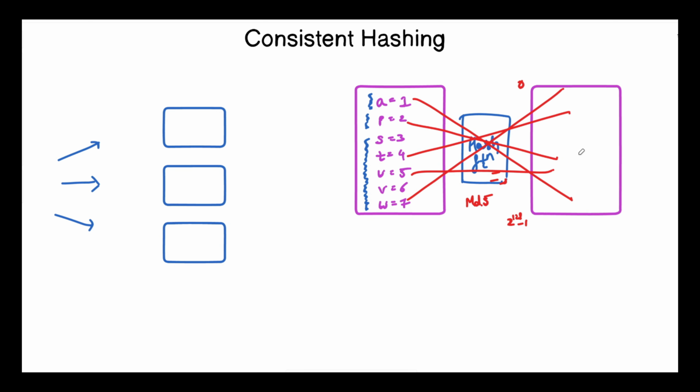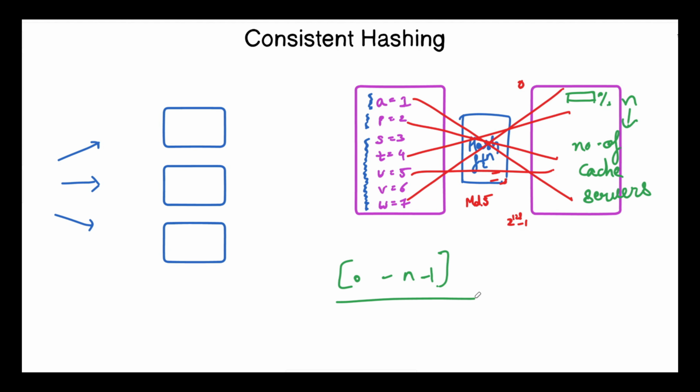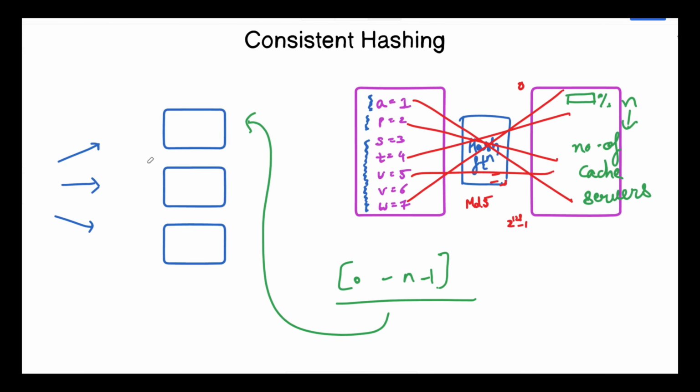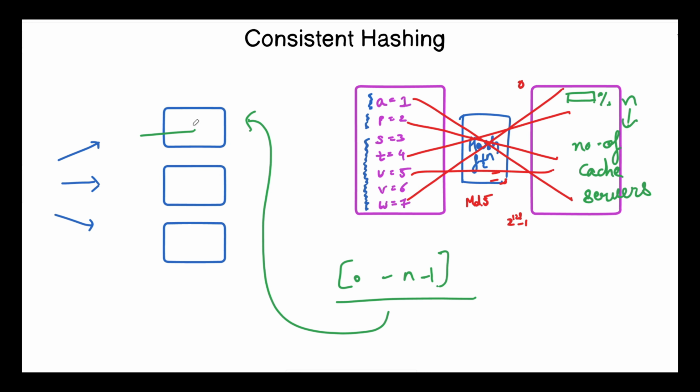After transforming all the keys into a hash value, we will take a modulus by a value n, where n is the number of cache servers. So after taking the modulus operator, our value will be in the range of 0 to n minus 1. And based on this value, we will put our key into the corresponding server. If we get a value 0, then we will put it in the first server. If we get a value 1, then we will put it in the second server, and so on.